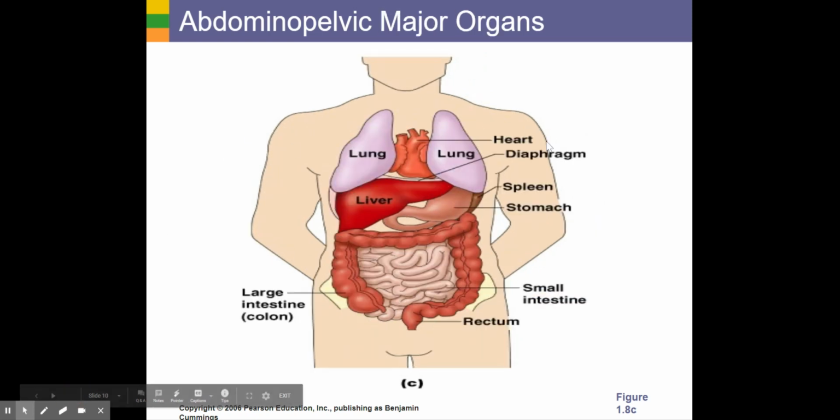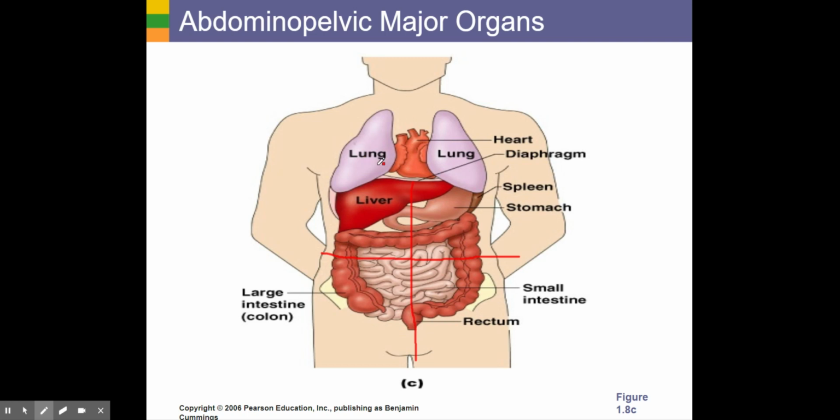All right, this just shows some of the major organs of the abdominal pelvic region itself. All right, this just shows them without the quadrant laid over the top of them. So again, the thing you have to remember is this quadrant really only sits here and then divides us pretty much right along here. Okay.